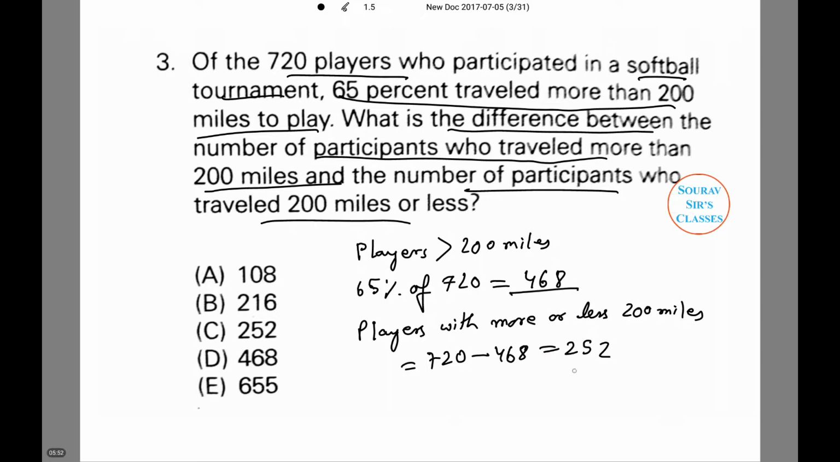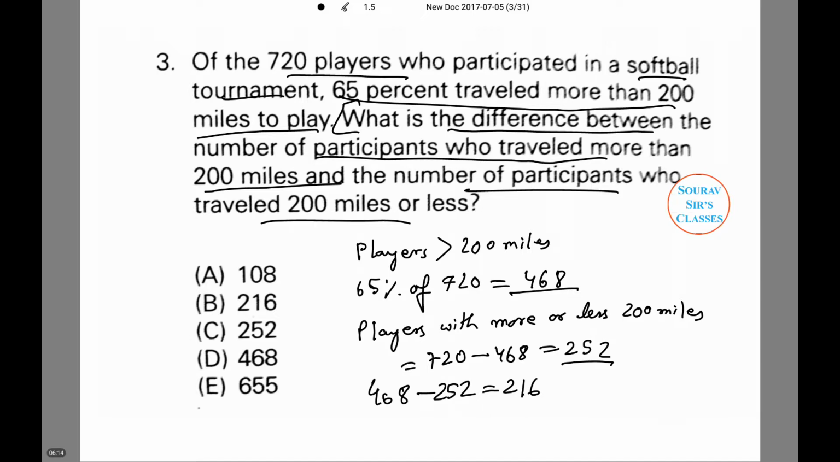Although both 468 and 252 are answer choices, the question asks the difference between the number of participants who traveled more than 200 miles and the number of participants who traveled 200 miles or less. Thus, the answer will be 468 minus 252, which equals 216.